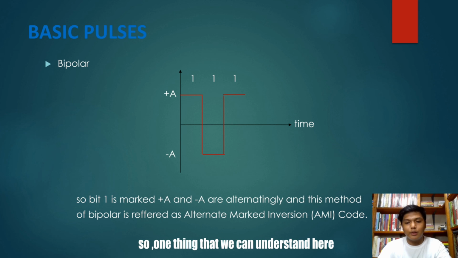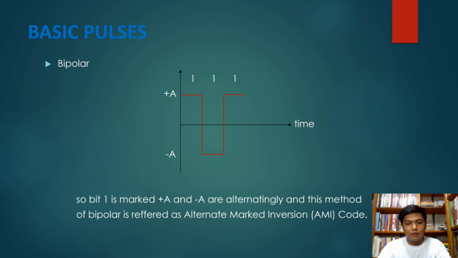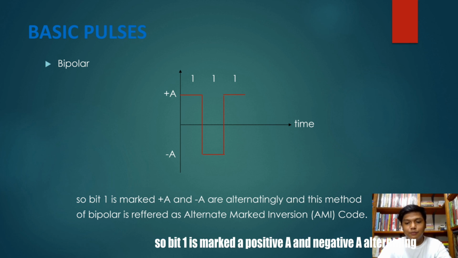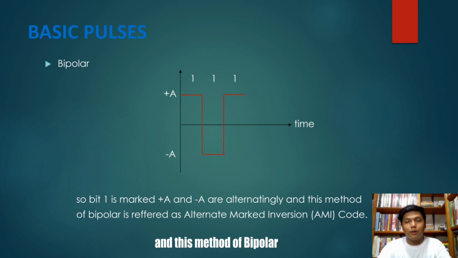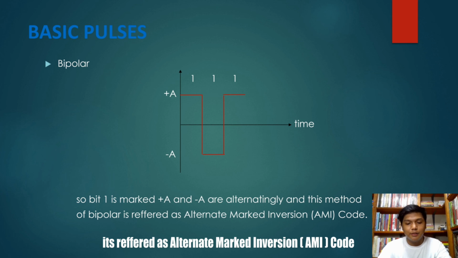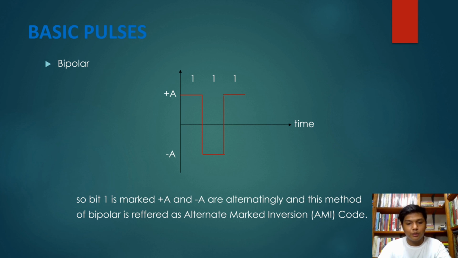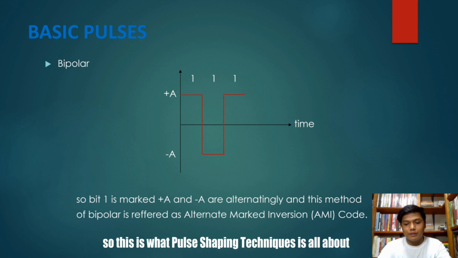One thing we can understand here is that we need to have a memory of one bit, where it needs to remember the voltage that was used with the previous one. So bit 1 is marked as positive and negative A alternating. This method of bipolar is referred to as alternate mark inversion code, or AMI code. So this is what basic pulse shaping techniques are all about. Thank you so much, and I hope you learned from this topic.